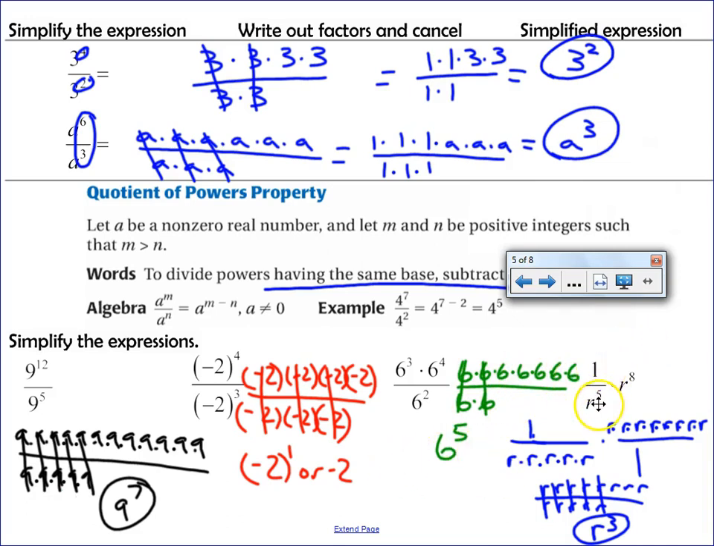Next one, 1 over r to the 5th times r to the 8th. Remember, anything divided by itself is 1, so this really has a denominator of 1. And when we multiply numerators times denominators, we get r to the 8th over r to the 5th. And we cancel out and we're left with r to the 3rd.